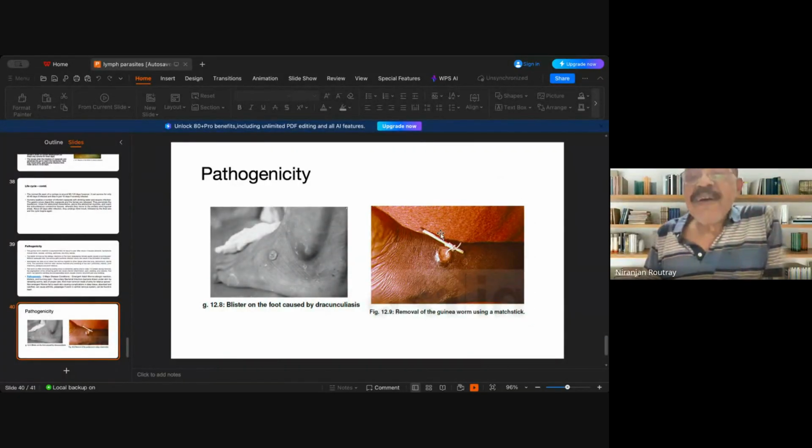Here you can see, yes, this is the blister. गोटे छोट से जो ड्राकोनकुलस गोटे काठी रे मैस्टिक रे ताको टाई अप करा जाइछि एंड स्लोली एंड स्टेडीली ताको छोट छोट छोट छोट करी गुडे करी ताको कढा जिवो. This is the blister on the foot caused by Dracunculus. So it is the removal of the guinea worm using a matchstick.